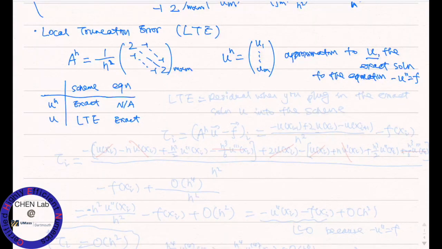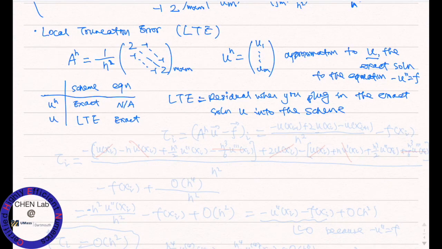So by exact, we mean the residual is 0, and by not exact, the LTE, the residual, which is the left minus right, is not 0 anymore. So the local truncation error is equal to the residual when you plug in the exact solution u into the scheme.